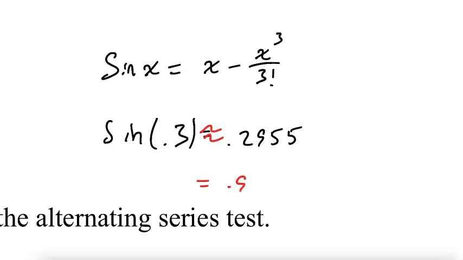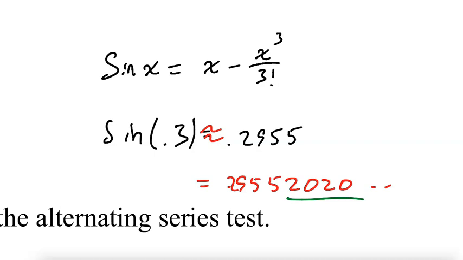And if I actually type in sine of 0.3, the actual answer, right, this is an approximation, the answer is 0.29552020, and so on. So really, I was only off by 0.0002, and that is only going to the third degree polynomial.